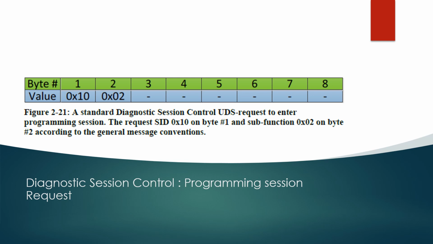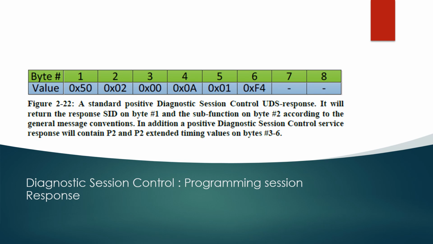Let's talk about the programming session request. In this programming session request, you can see 1002 is the request bytes which will be sent for the programming session. If you are sending from a tool like CANoe, then you need to give 02 as the length input. Otherwise you can send 1002, and you will get a response.